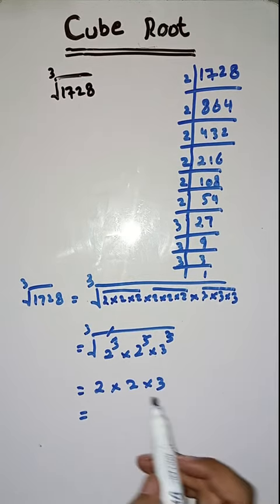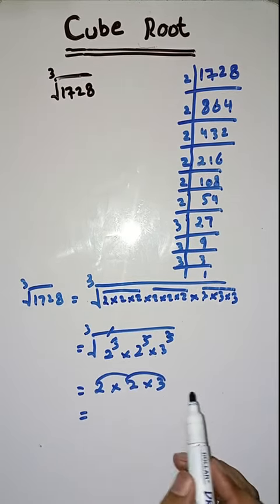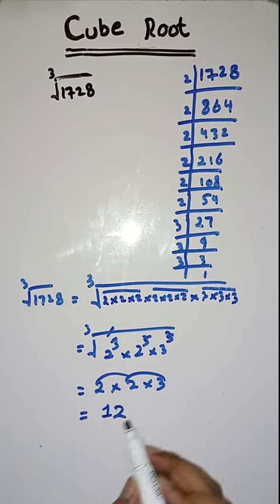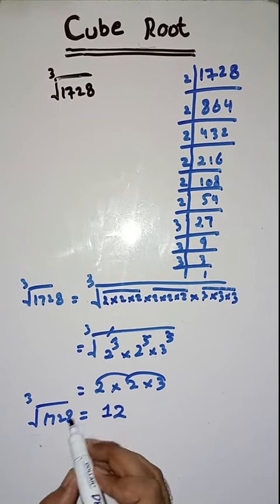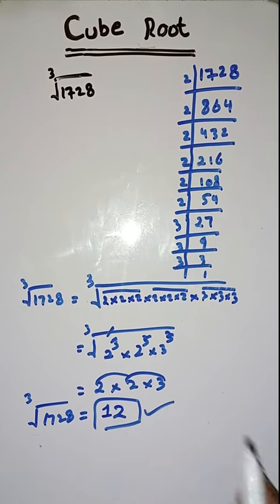We have to multiply these. 2 into 2 is 4, 4 into 3 is 12. So students, cube root of 1728 is equal to 12. Hopefully students you get the point.